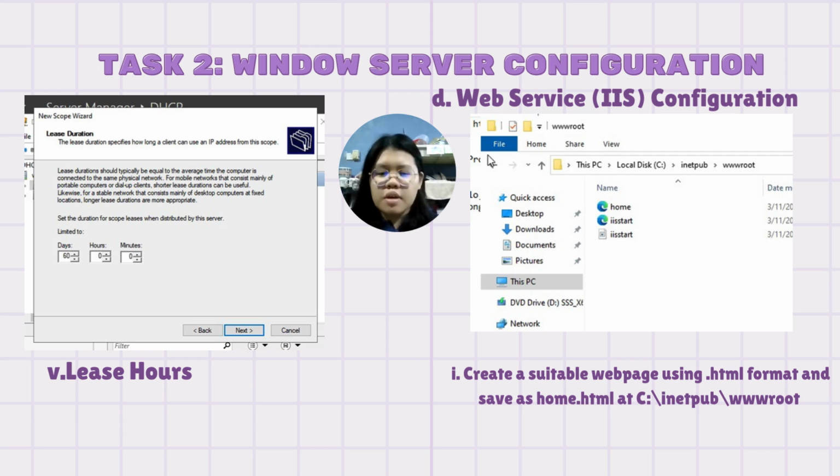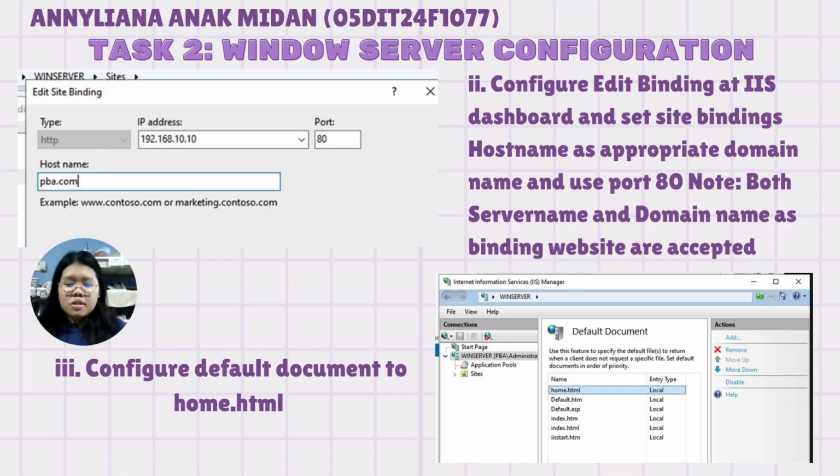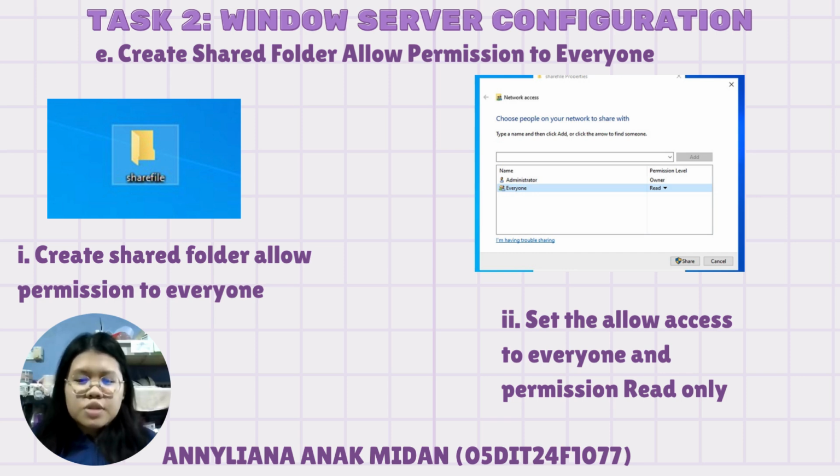A simple HTML page is saved as home.html in wwwroot for IIS hosting. The binding uses IP 192.168.10.10 on port 80, and the hostname is set for domain access. Then the default document is set to home.html, so the web page loads automatically when users access the site. So for the last one, the shared files are shared to everyone. Admin has full control, others can only read.